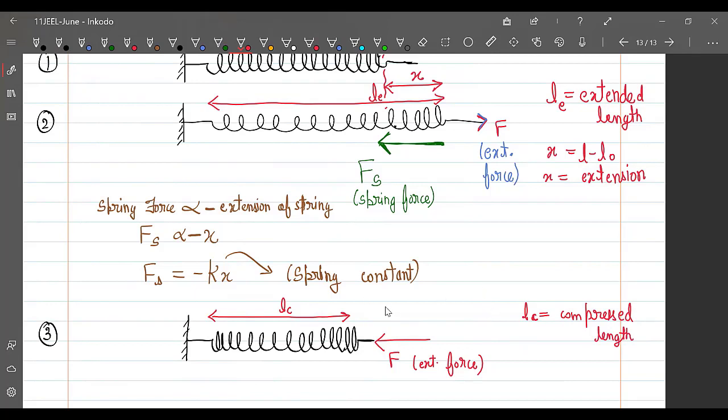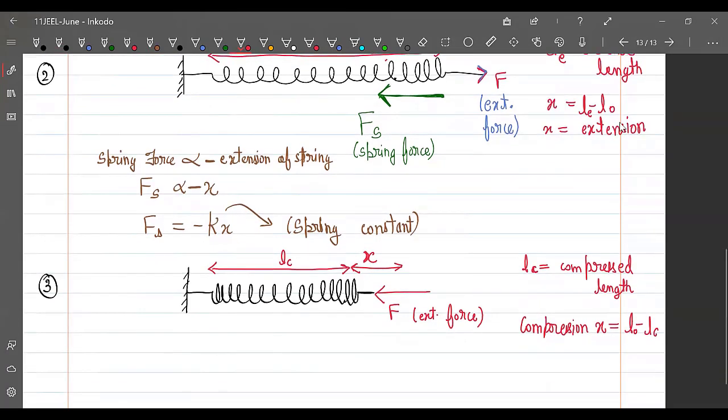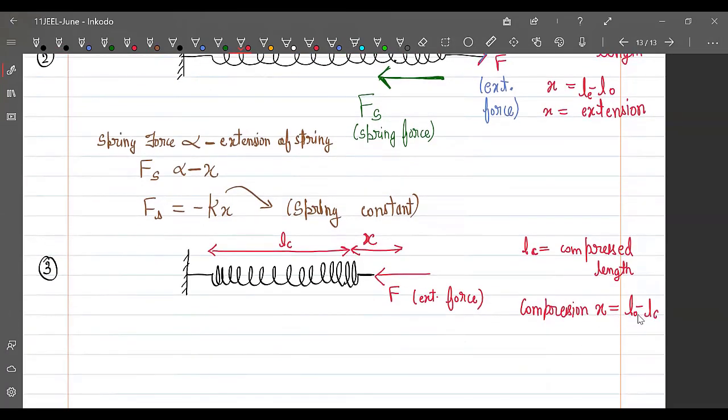So in this case, from the original length, the amount that is reduced is called the compression X. So the compression X will be equal to the original length L0 minus the compressed length, whereas the extension was the extended length minus the original length. So compression X is L0 minus LC.